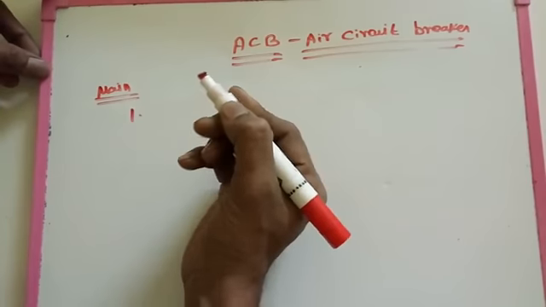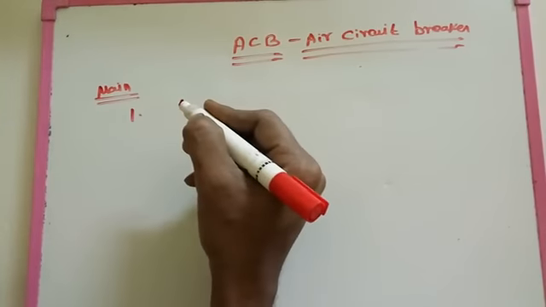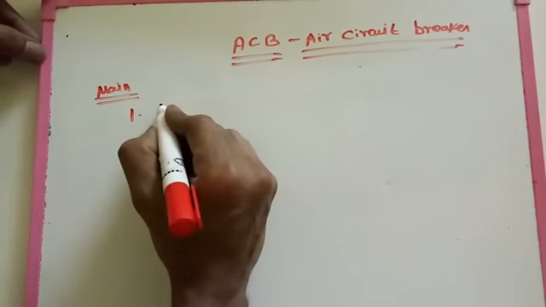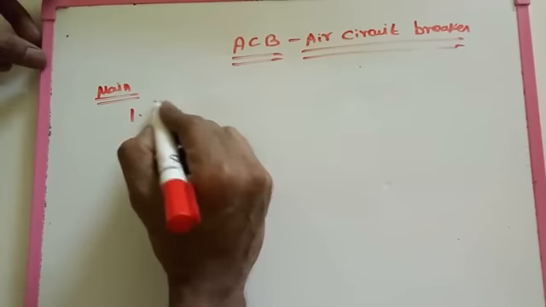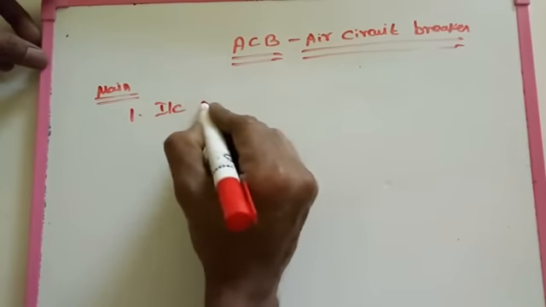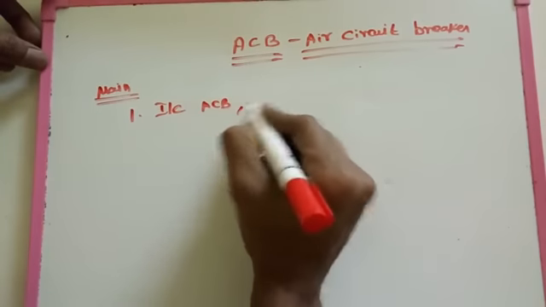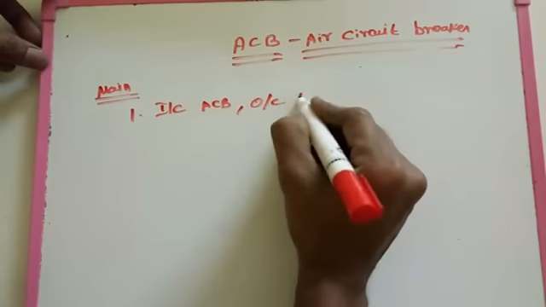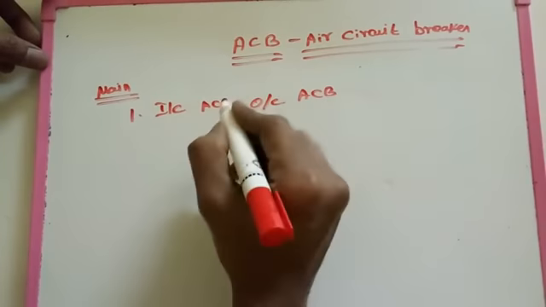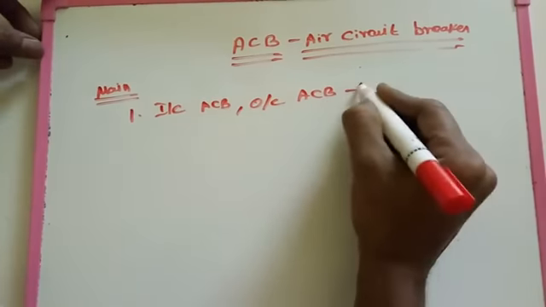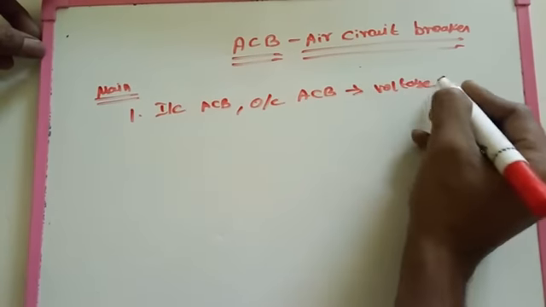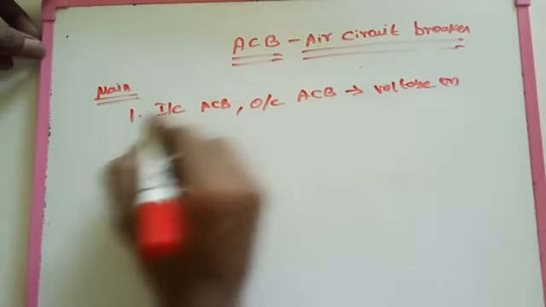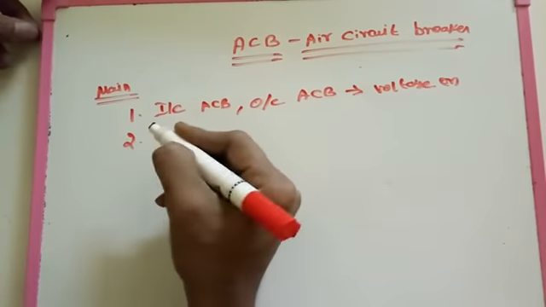When we are going to maintain any air circuit breaker, first we need to switch off incoming and outgoings. That means the incoming supply of the ACB and the outgoings of the ACB. After that we are going to check whether the voltage is available or not. So this is the first step we are going to do.